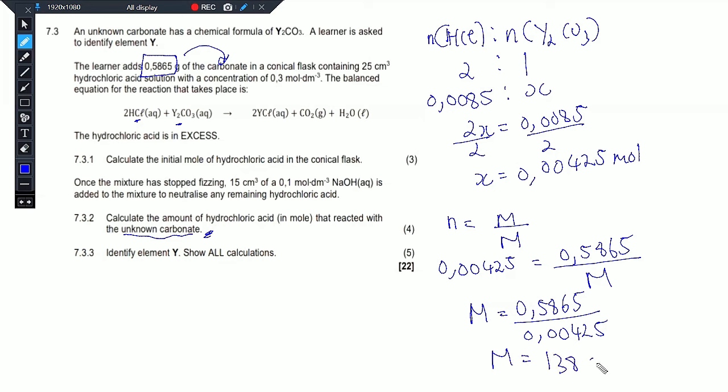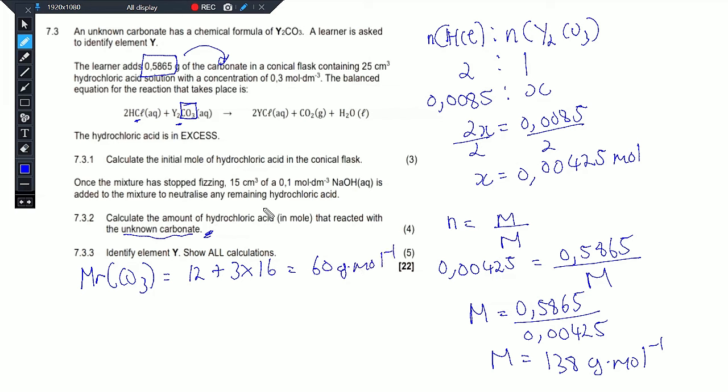138 grams per mole. But then remember, we are only interested in finding element Y. So what we can do here is, this part we are given. So let's just calculate the relative molecular mass of the carbonate. So we can say that's 12 plus 3 times 16, and then this is going to give us 60 grams per mole.